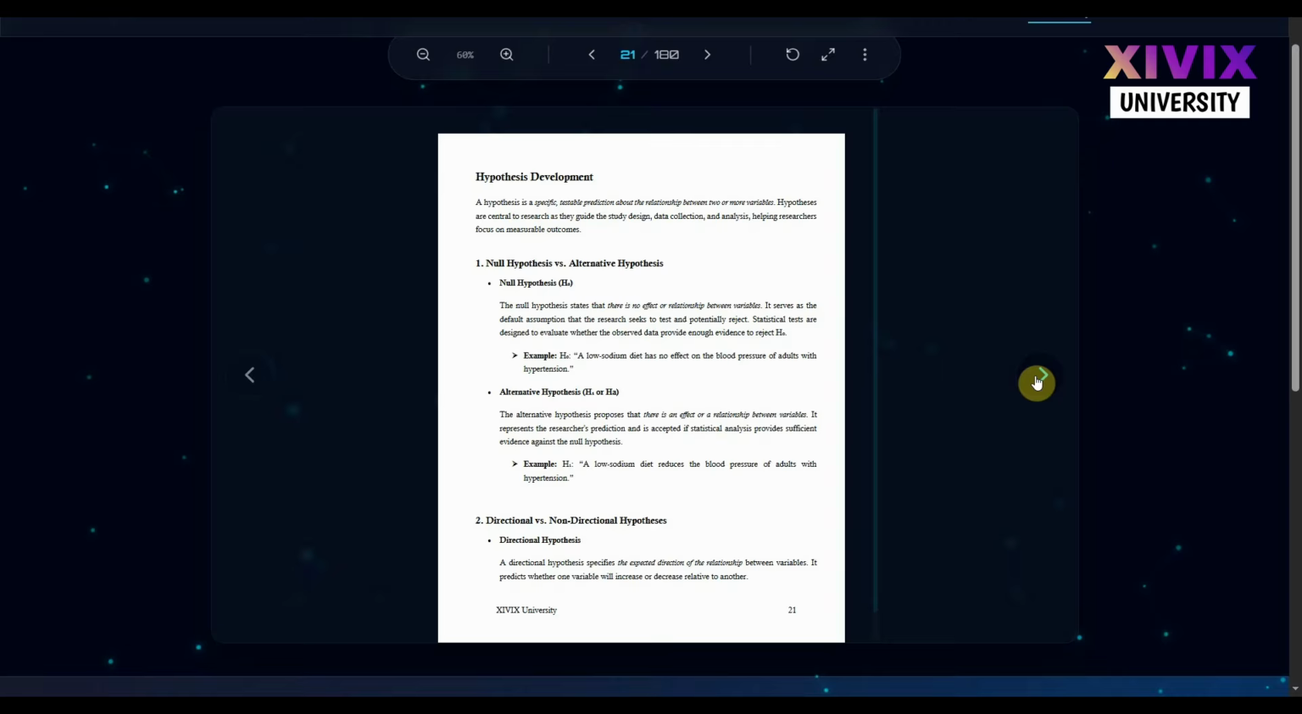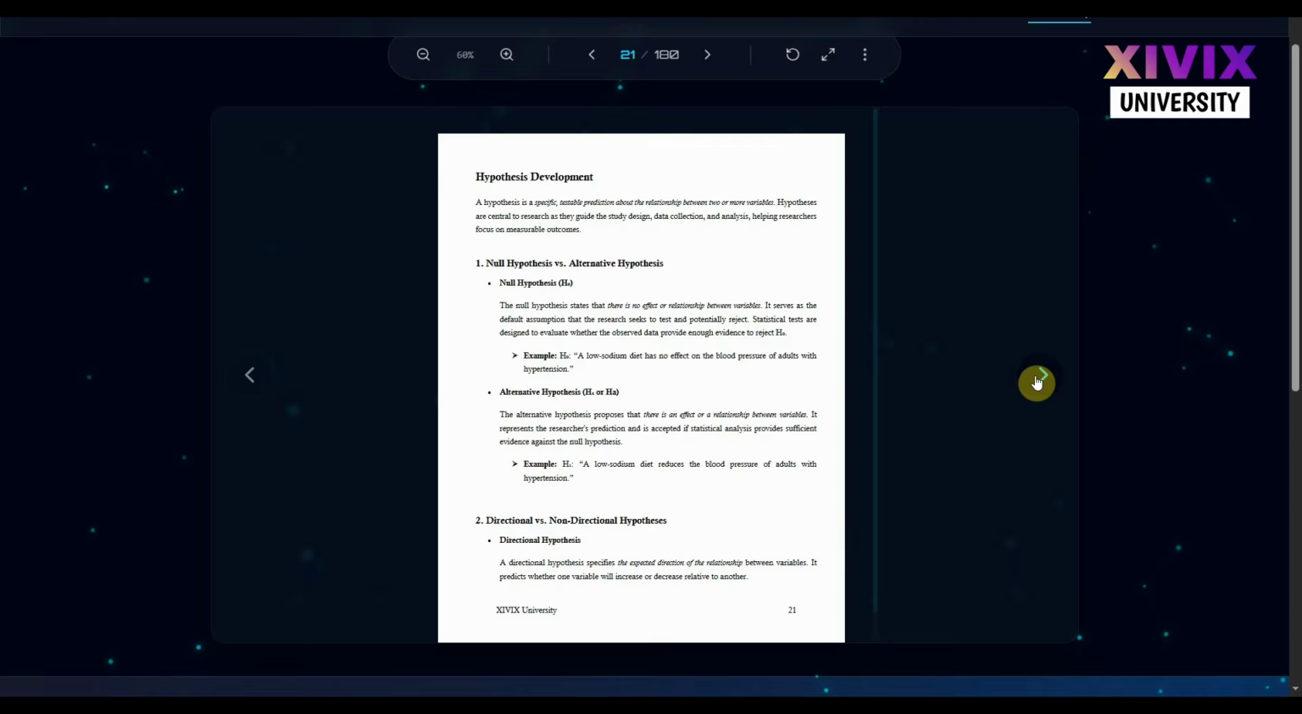And the next pair of hypotheses are directional and non-directional. So directional hypothesis means it specifies the expected direction of the relationship between variables. For an example, students who study for 2 hours daily will score higher on the math test than students who study less than 2 hours.